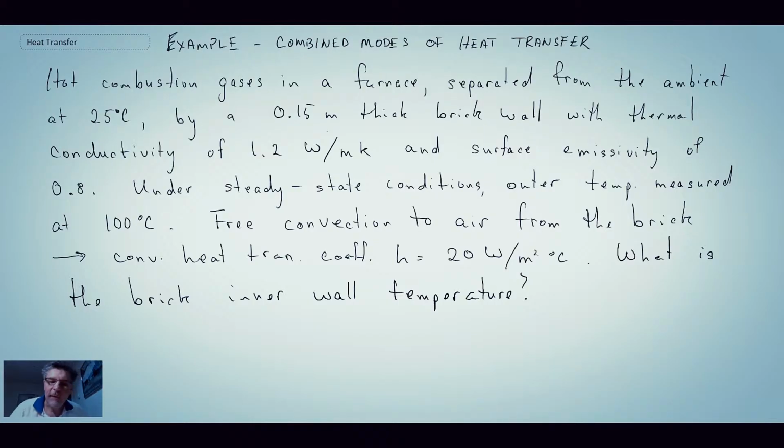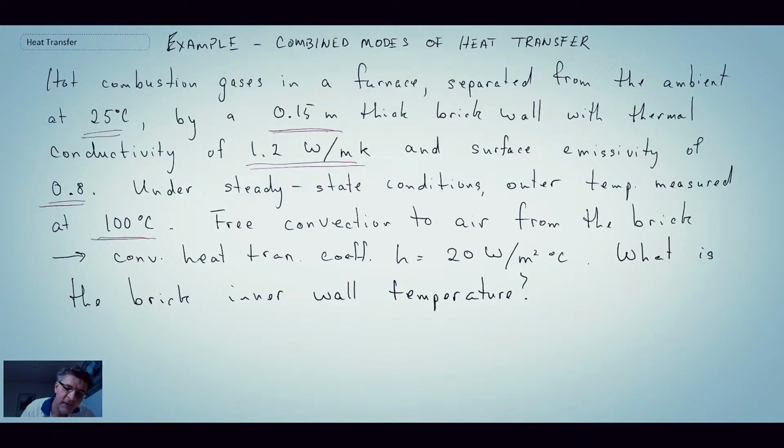Okay, so there's our problem, kind of a long statement, but what we have is a furnace, and within the furnace are hot combustion gases, and there is a brick wall that forms the wall of the furnace. And what we are told is that the ambient air temperature is 25 degrees C. The brick wall is 0.15 meters thick. We're told the thermal conductivity of the brick is 1.2 watts per meter Kelvin, and the surface emissivity of the brick is 0.8.